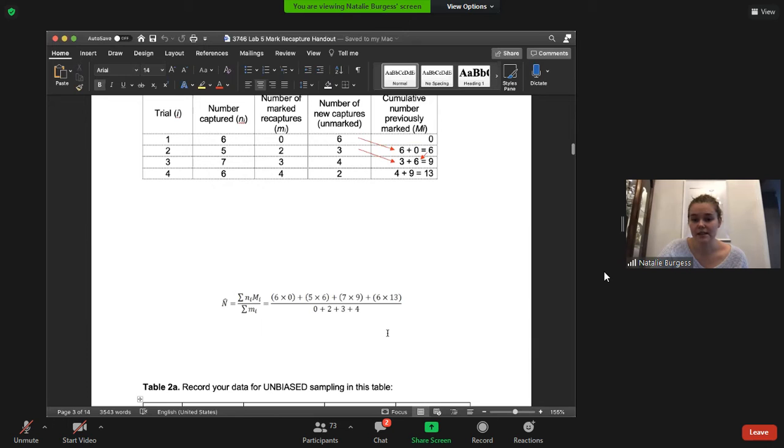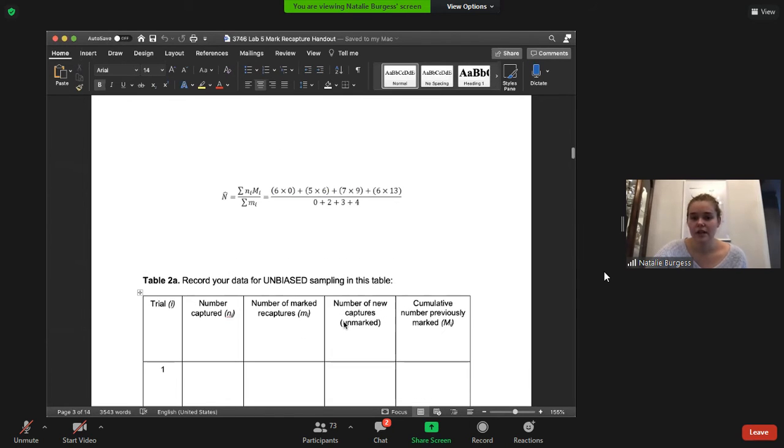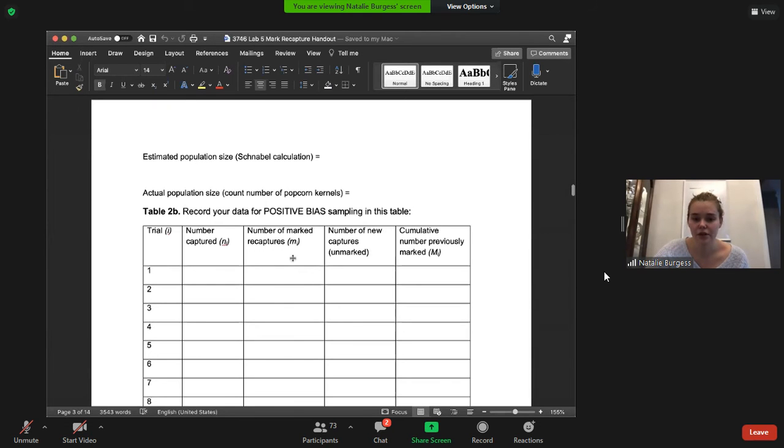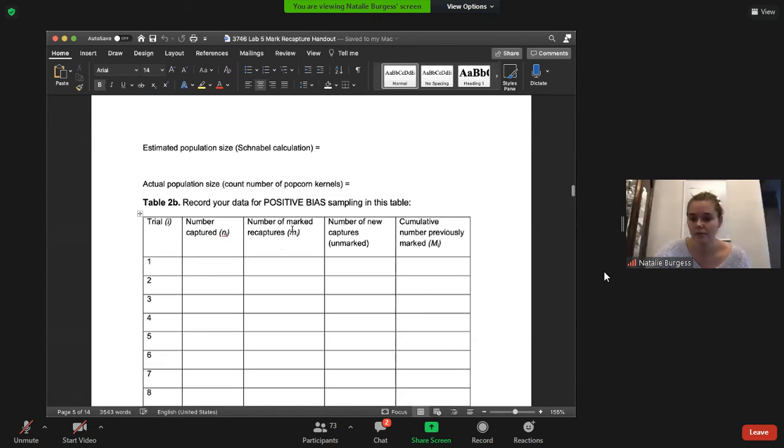This is an example of how it lays out. So you have 6 multiplied by 0, and then you have 5 multiplied by 6. You have 7 multiplied by 9, and then you have 6 multiplied by 13, all divided by the added number of the total recaptures. So you have 0 plus 2 plus 3 plus 4. So these are your tables. You have your number captured, your recaptures, your unmarked, and your previously captured. Again, it has all of the variables outlined here with their letter codes. You know what they are.